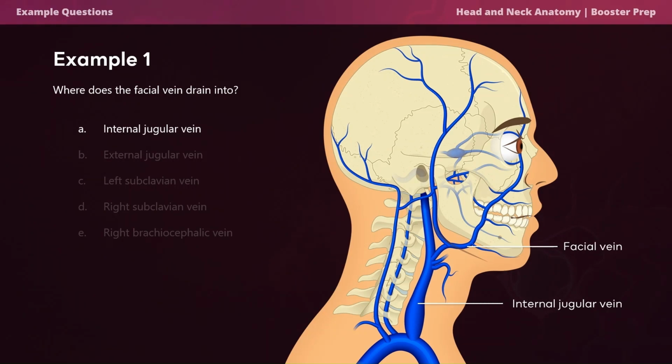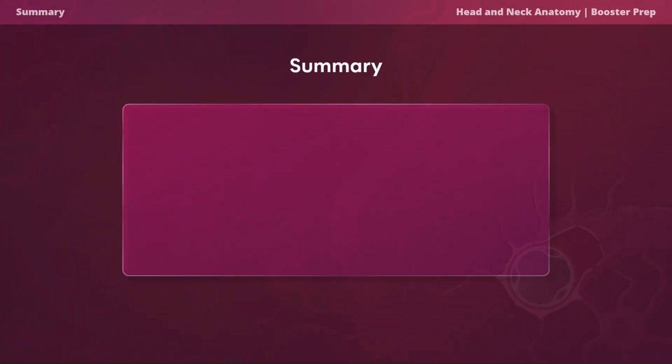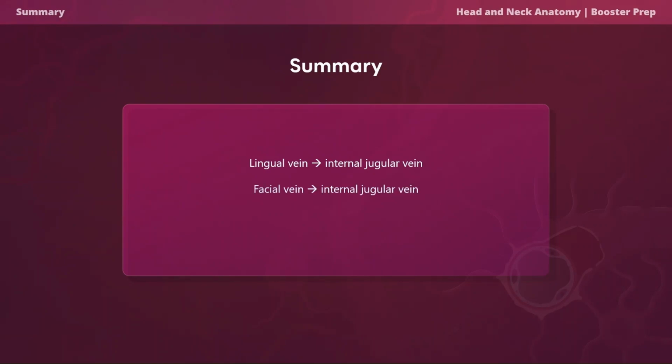And now we're moving on to a summary of things that we talked about today, as always. The first thing I want to talk about is that the lingual vein drains into the internal jugular vein, and the facial vein does the same thing. It drains into the internal jugular vein. And then we also touched on cavernous sinus thrombosis. Thank you so much.